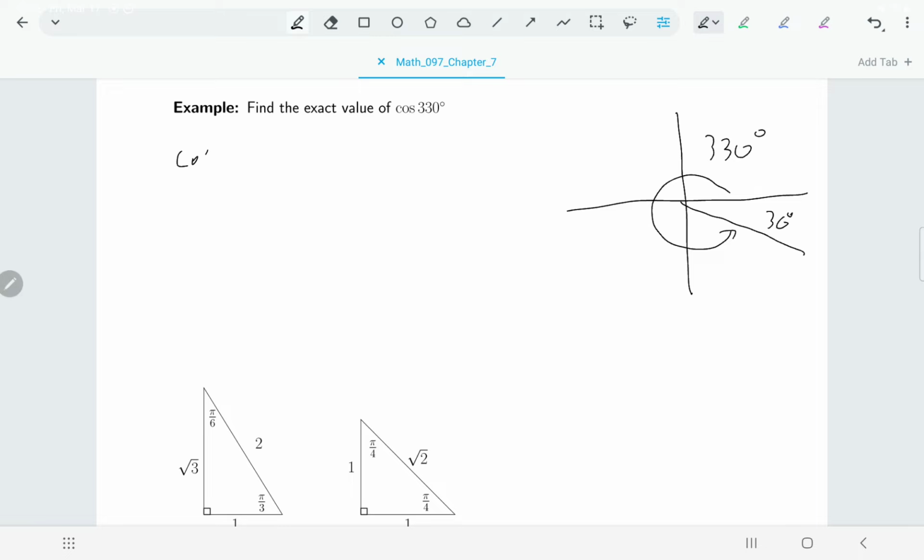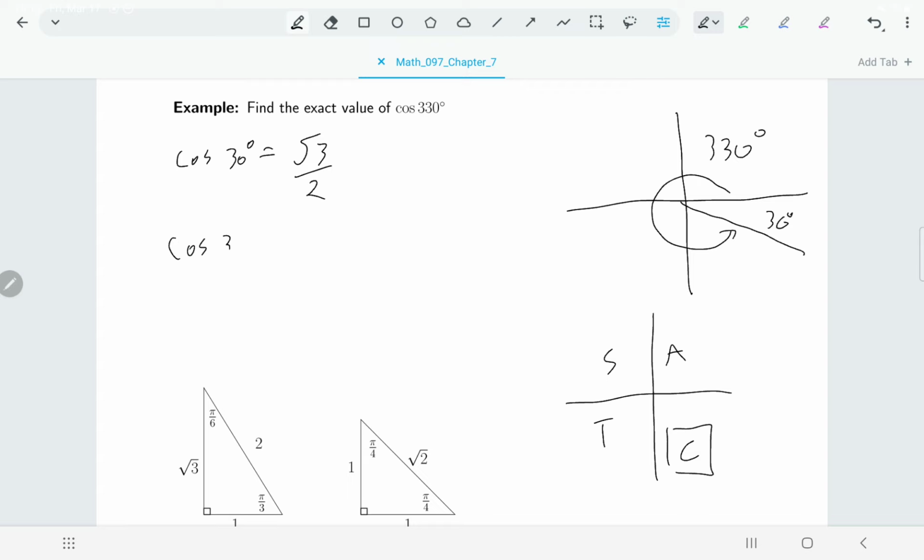I need to first start by finding cosine of 30 degrees. So pi over 6, or 30 degrees. Cosine is adjacent over hypotenuse, or root 3 over 2. And then next, thinking about our quadrant, the angle that we're looking at happens to be in quadrant 4, and in quadrant 4, cosine is positive, so we know cosine of 330 should be positive, so therefore cosine of 330 degrees is positive root 3 over 2.